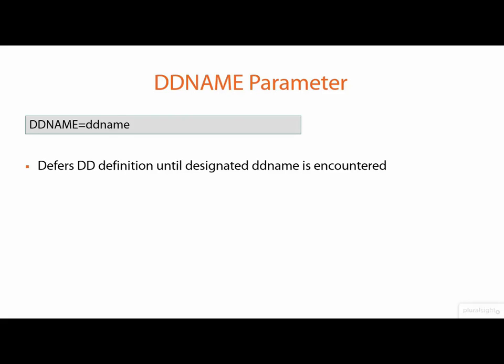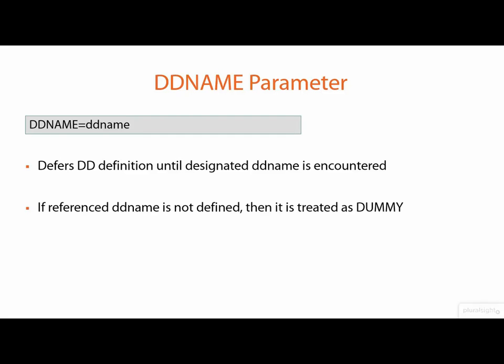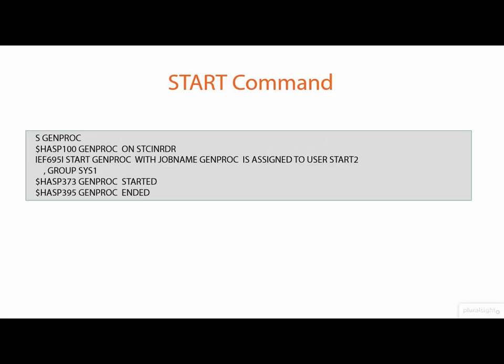And so what happens then is that wherever this is coded, this defers the DD definition until the specific DD name is actually encountered. If the referenced DD name does not exist, it's simply treated as a dummy file and it has no effect.